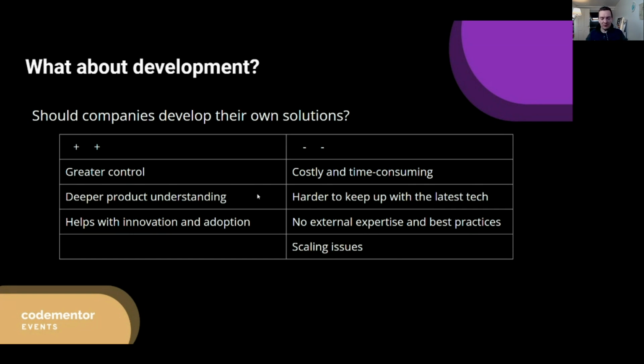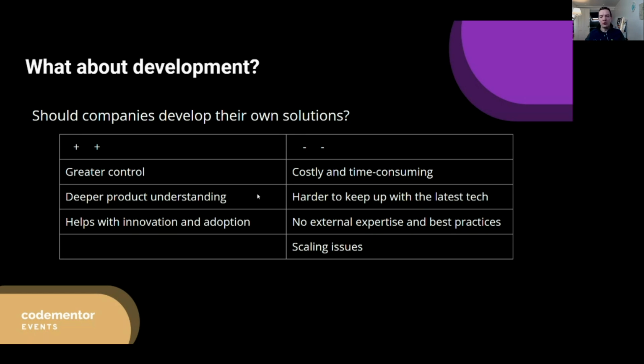And then, of course, it helps to bring an innovation culture into the company. When you develop something yourself, especially with the end users, they gain trust in the product, and it's easier to adopt that product in the company. But then, at the same time, it can be really costly and time consuming, because you need to gather all the information, build the process of development, start developing, start delivering, testing, and so on. So this can be a very long journey.